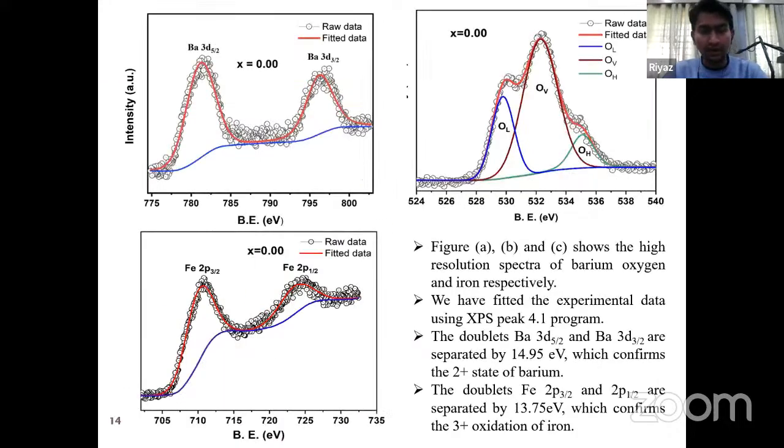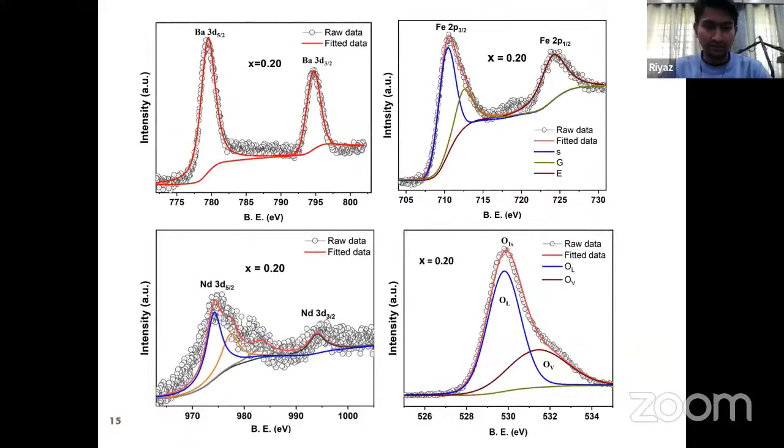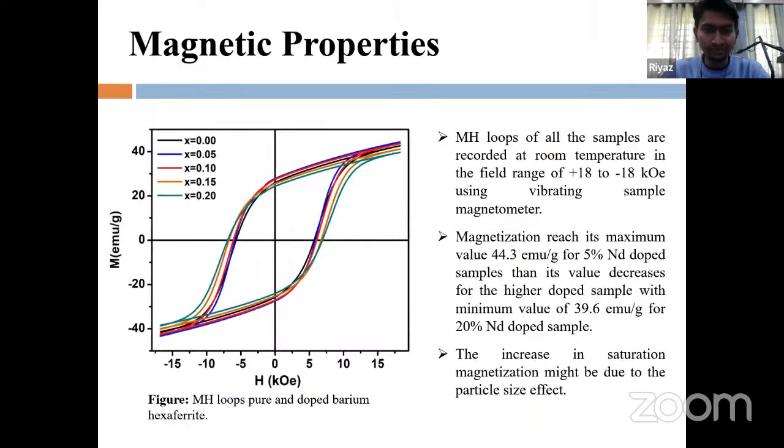For finding the concentration of the different elements, we have also recorded these high resolution XPS spectra. Here we can see the splitting of the levels, like barium is split into a doublet and iron is split into a doublet, which confirms the different oxidation states of iron and barium in our sample. These are the high resolution spectra for the doped sample.